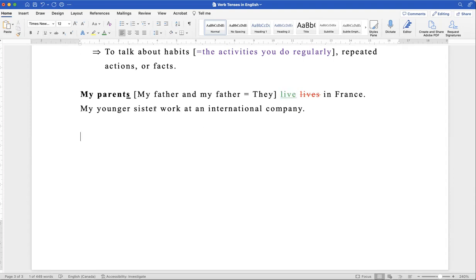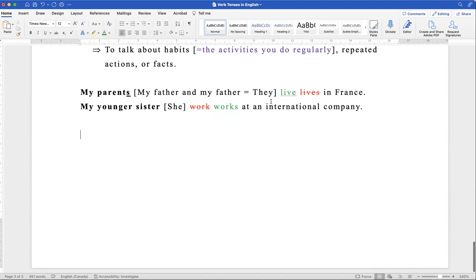Look at this one. My younger sister. In this case, the subject is she. And when the subject is third person singular, we add an S at the end of the verb. So this is not correct. So this is wrong. It should be works, an S at the end. So please be careful about these points.